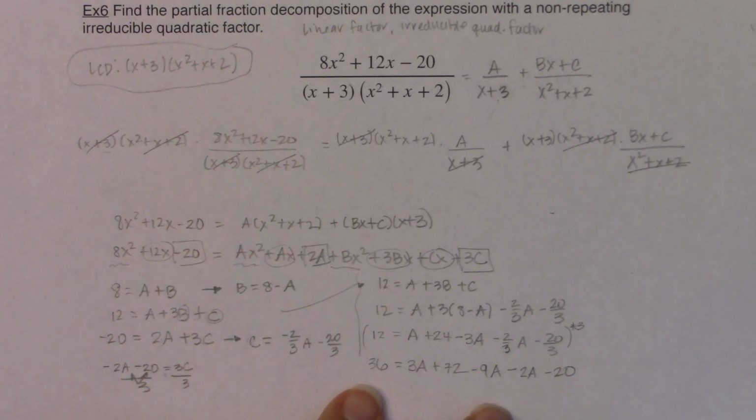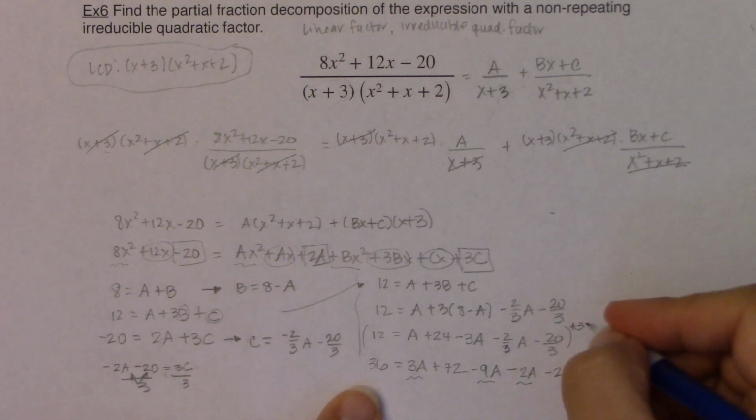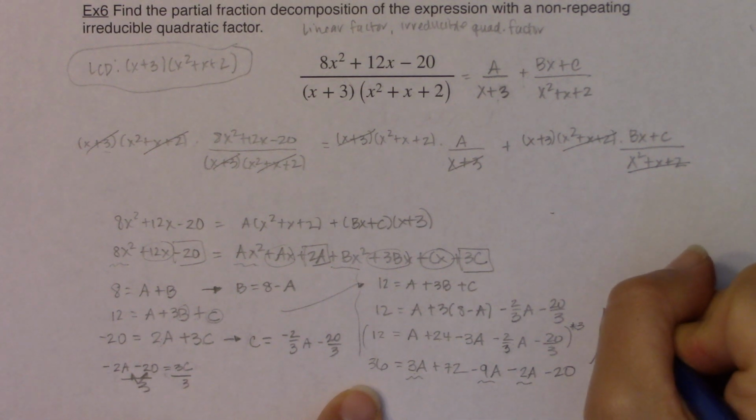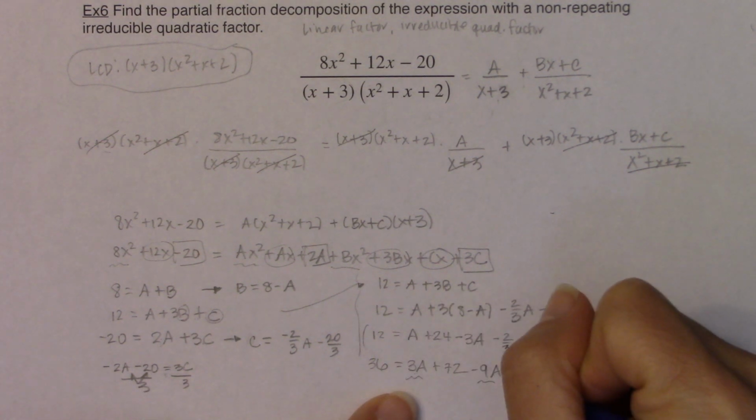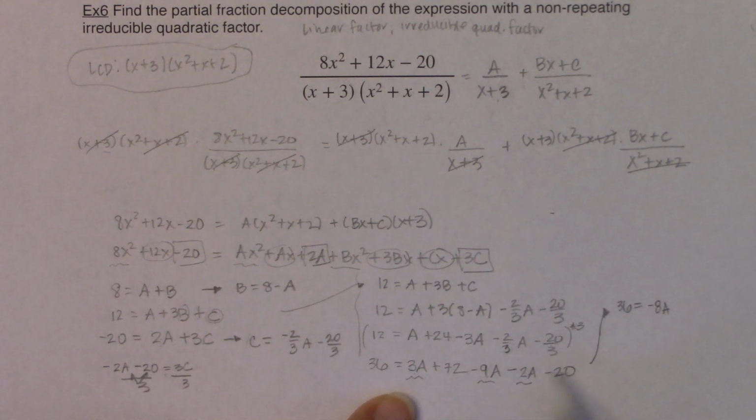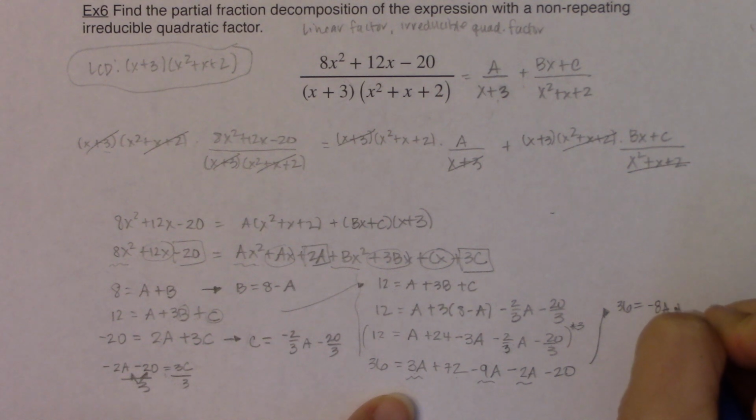And if you prefer that, then by all means do it. Or maybe you just want to work this equation before I multiply by 3. You want to use your calculator for it. Again, totally your call. But if I look on the right side, I have a 3a, a negative 9a, and a negative 2a. So 3 minus 11 is essentially negative 8. I have 36 equaling negative 8a, and then 72 minus 20 is 52.